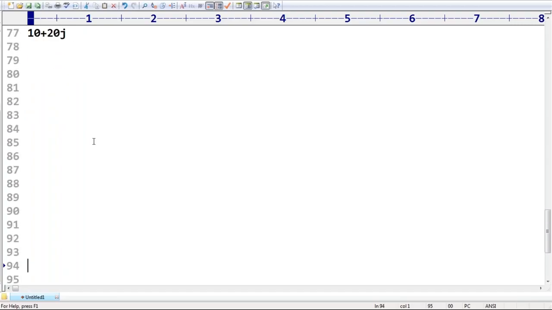I want to know, for a complex number, what is the real part, and what is the imaginary part. How can you ask? Assume that C is equal to 10 plus 20j. Now if you ask C dot real, immediately it tells the answer: 10. If you ask C dot imaginary, then what value do we get by default? 20.